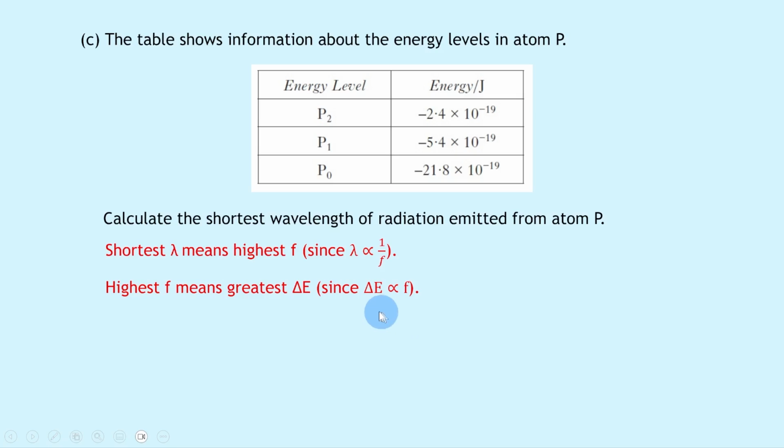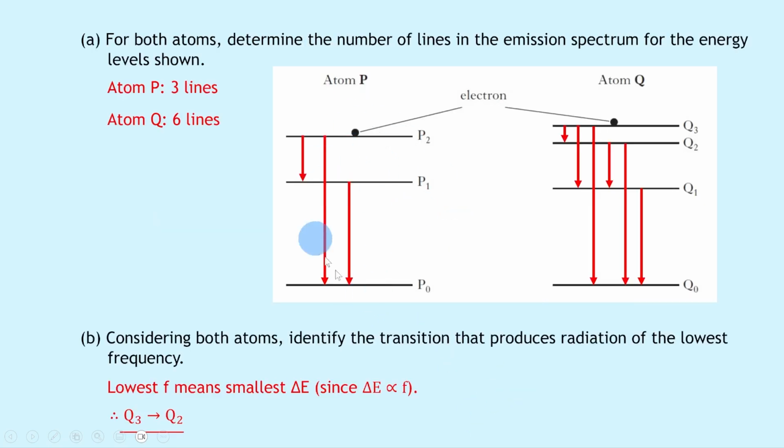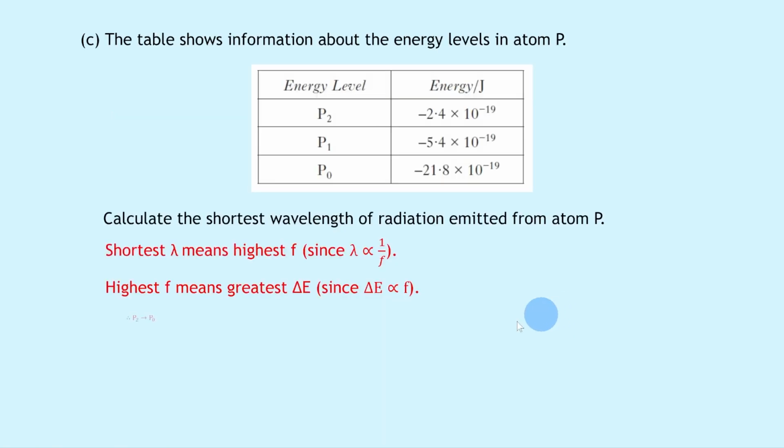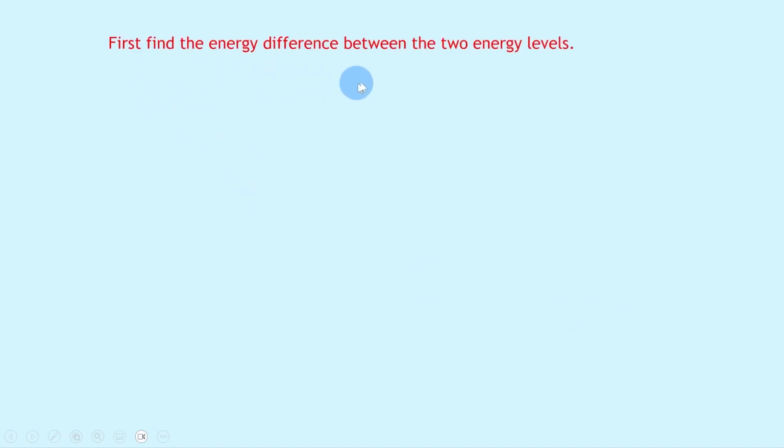And again, that comes from the relationship delta E is directly proportional to f. So for atom P, if we look for the greatest energy change or energy difference, that's going to be the largest arrow, which goes from P2 to P0. So we can say the transition is from P2 to P0. So therefore, we want to first find the energy difference between the two energy levels from P2 to P0.